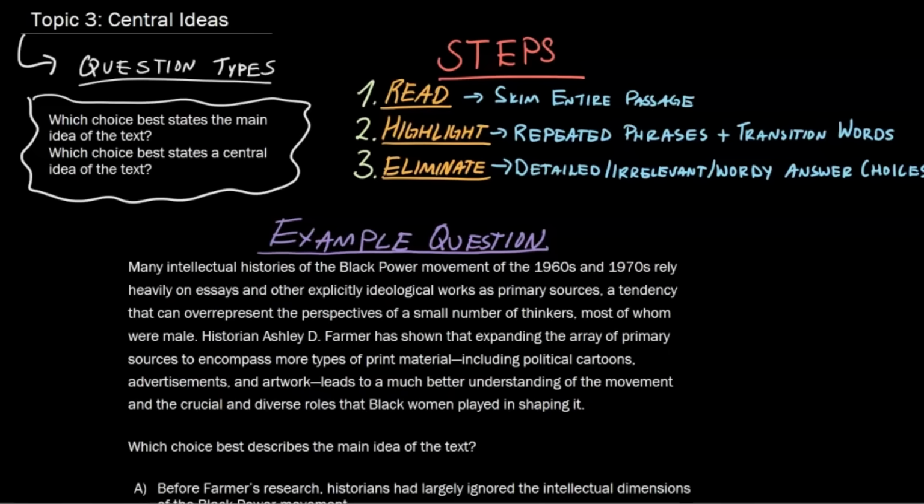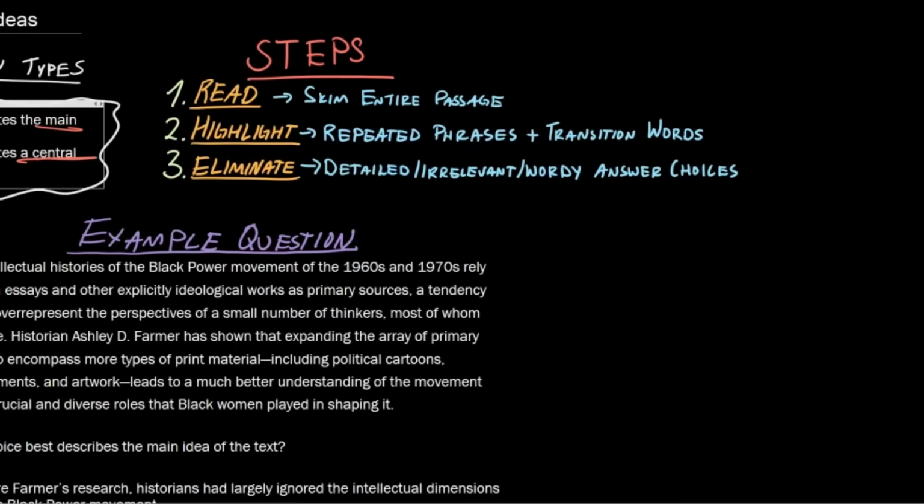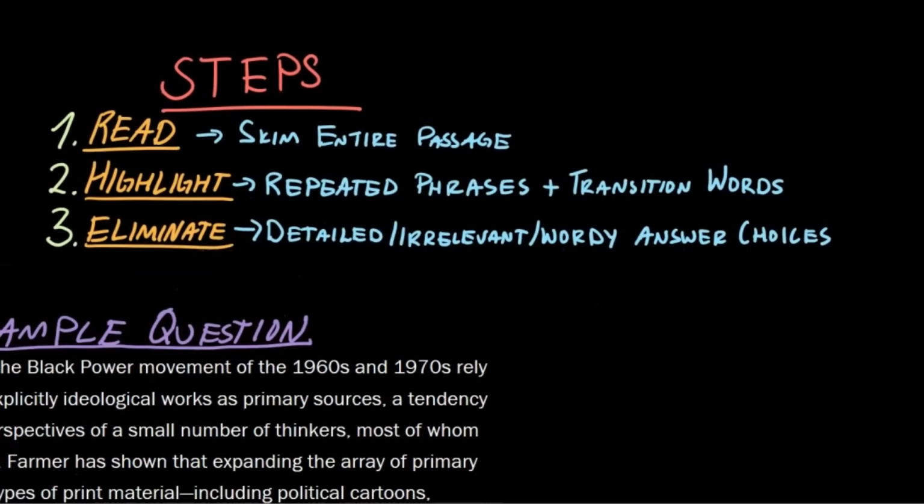SAT Topic 3, Central Ideas, is one of the most important skills that you're going to want to have in your back pocket for the SAT exam. There's only two questions the College Board can really ask you here, and they're pretty much the same thing: Which choice best states a main idea? Which choice best states the central idea? There are 3 steps you're going to want to keep in mind here.